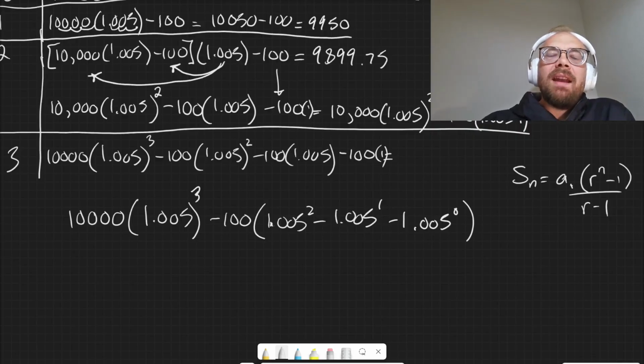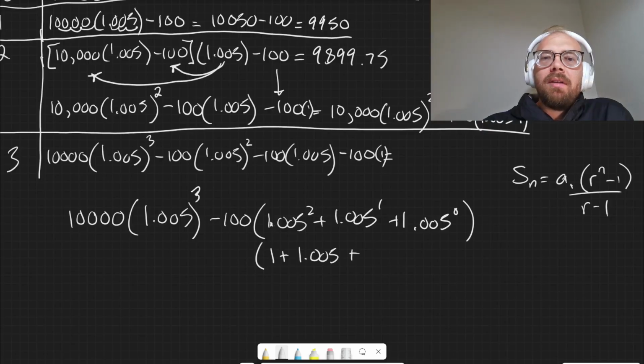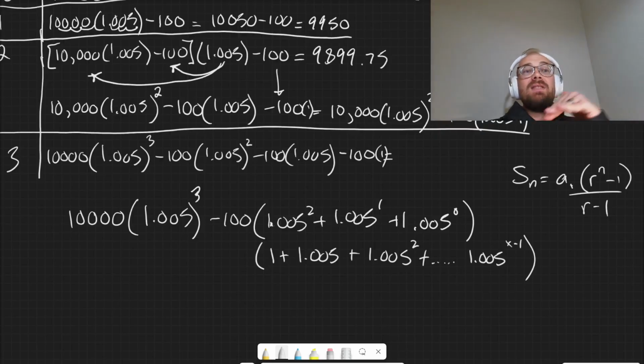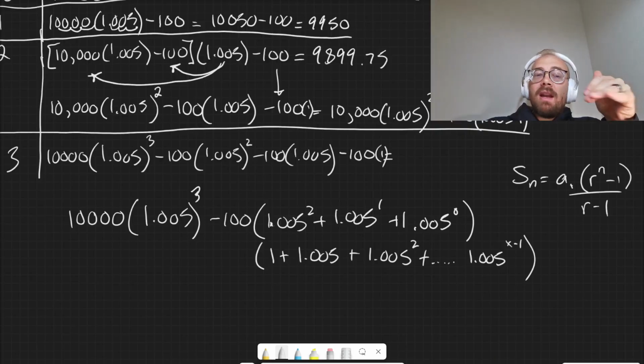And we're going to take out that negative 100 and just view it as, oh, sorry, that would be plus. These would all be pluses. So we're going to take out this negative 100 and just view it as, recursively, 1 plus 1.005 plus 1.005 squared plus dot dot dot. And you would have to keep going until you get to the x minus 1 term, 1.005 to the x minus 1. Because in this particular one, we're stopping at 2, not at 3, even though we're looking at the third month.